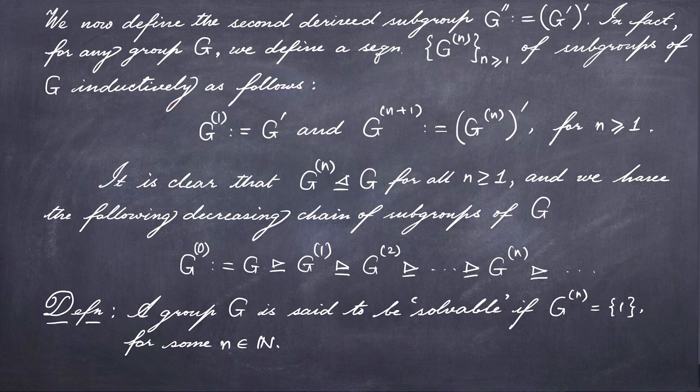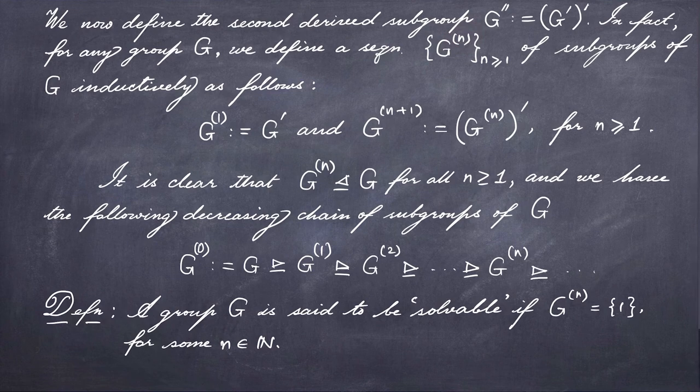If we denote the nth term of the sequence by G of n, then G of 1 is the first derived subgroup. And if we assume that G of n is defined, then G of n plus 1 is defined as the derived subgroup of G of n. So from G we first obtain G prime, then we consider its derived subgroup, and then we keep on iterating. Then we define a sequence of subgroups. For convenience, from now on, instead of putting 2 dashes, 3 dashes, we will rather use this as the indices.